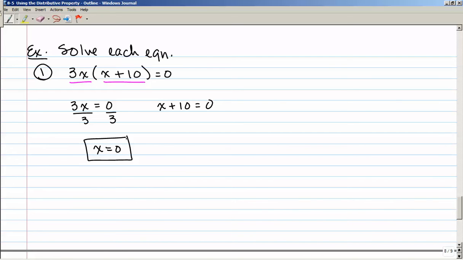There's one of my answers. And then subtracting 10 on both sides here, I get x equals a negative 10. And often with these you will get 2 answers. So my 2 solutions are x equals 0, x equals negative 10. Remember what that means is that when I plug in 0 for x, the equation works. When I plug in negative 10 for x, the equation works also.